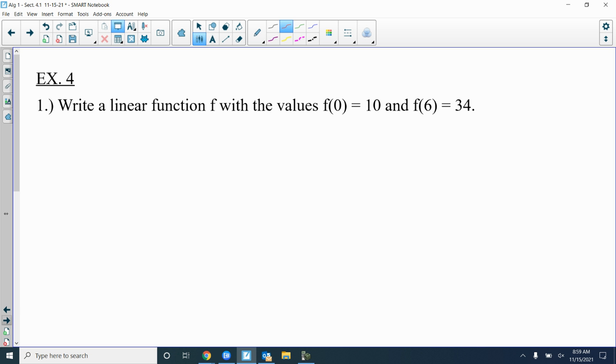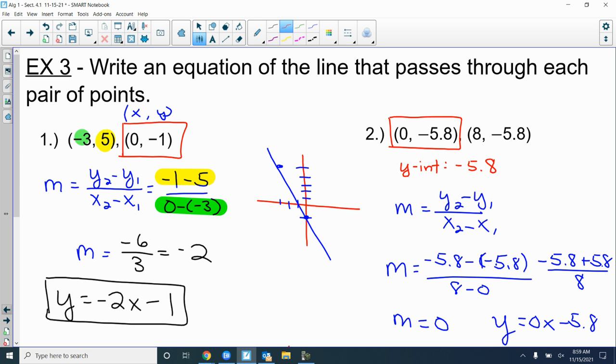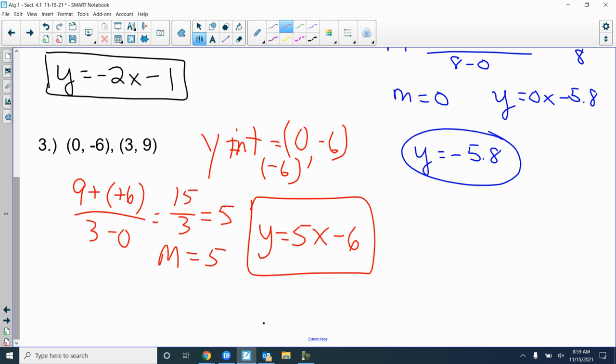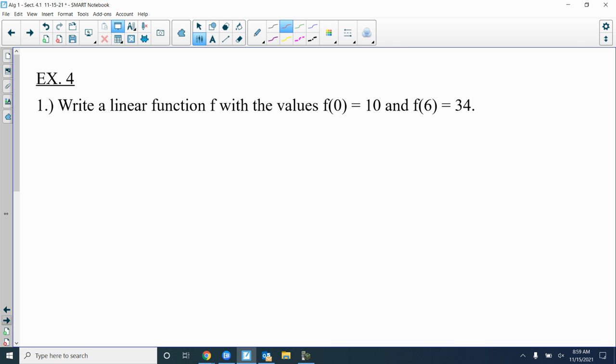All right, now they're throwing this at you. They said write a linear function with the values f of 0 equals 10 and f of 6 equals 34. So we're on the back. That's really just 2 points. It's no different than what you just saw. They just give it to you in a different format. But now they say f of 0 equals 10. This means when I plug in 0, I get back the answer 10. That's the point (0, 10). So write that down.